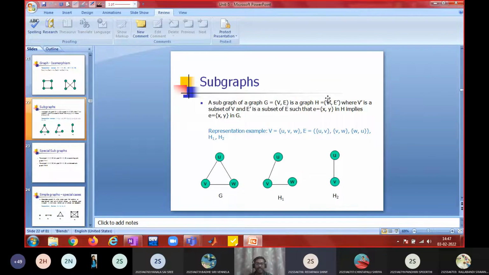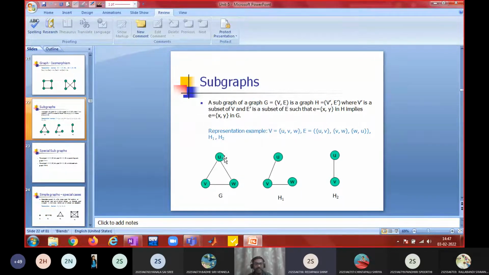If you delete some edges, then the resultant edge set will be a subset of the original edge set, such that if there is an edge in E dash which is incident with two vertices, those two vertices must belong to V dash. And the same edge must be there in E also.